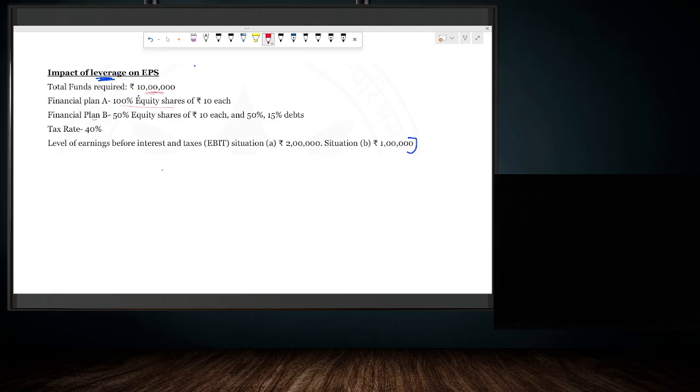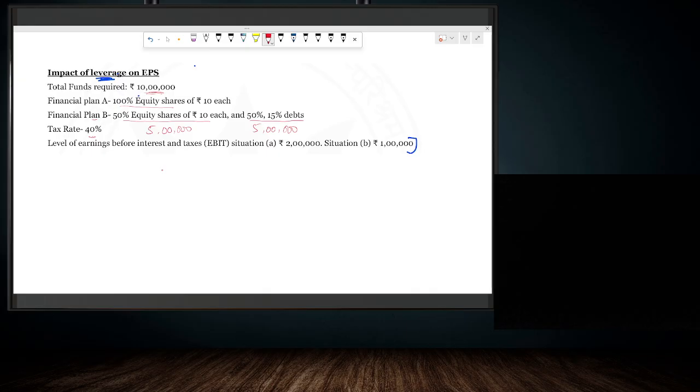Under plan B, the company can issue 50% equity shares of rupees 10 lakh and 50% of 15% debt. So what they are planning to do is 5 lakh rupees of equity and 5 lakh rupees of debt under plan B. So this total capital of 10 lakh is raised in the form of 5 lakh rupees equity and 5 lakh rupees debt. Clear? Now the tax rate of the company is given as 40%.